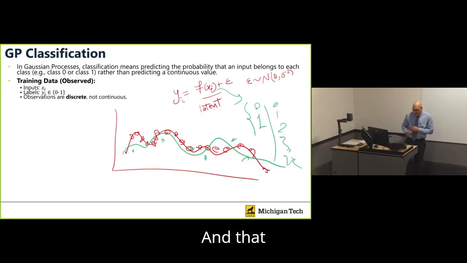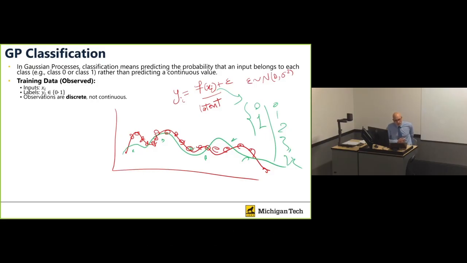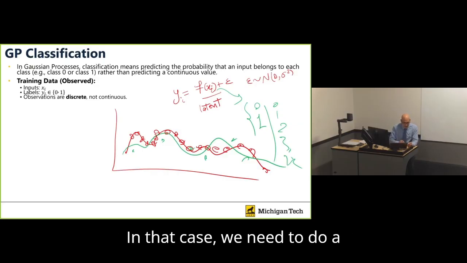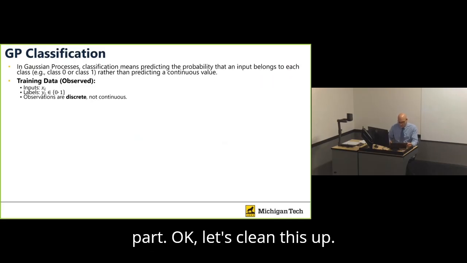And that might make some part of this prediction non-linear, non-Gaussian, sorry, non-Gaussian. In that case, we need to do a little approximation. Let's see which part. Okay, let's clean this up.